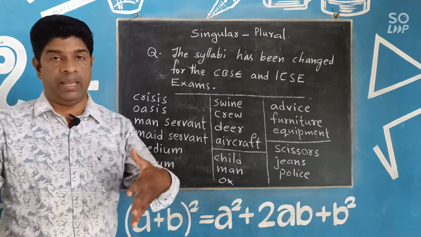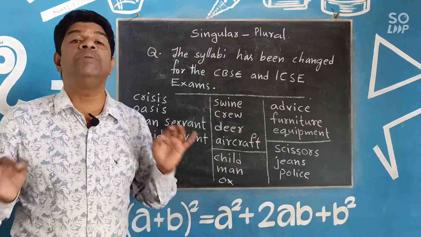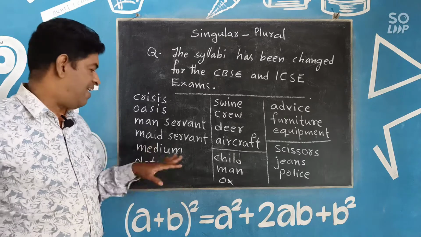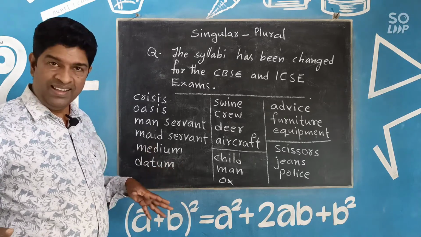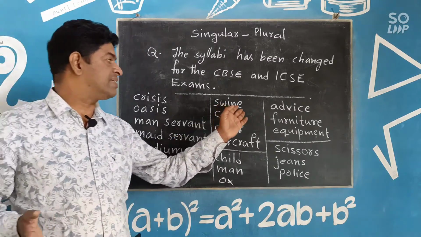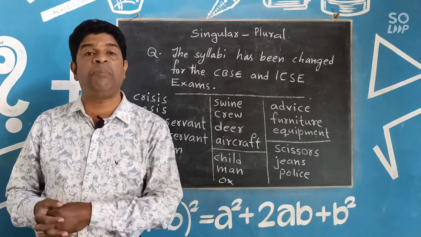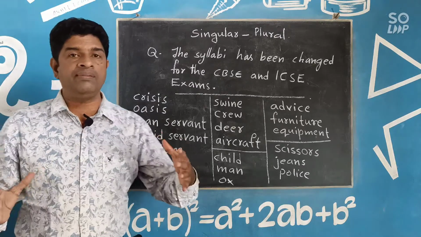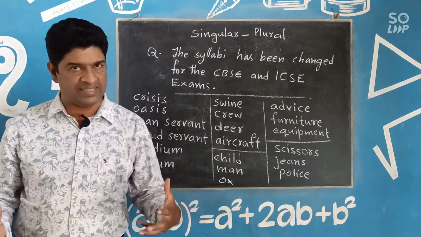And medium, okay, it gets a new word. Media. Medium, plural, media. Datum, plural, data. And, okay, we have discussed this swain. Swain means pig. A male pig is called a swain. And the plural form is swain itself.